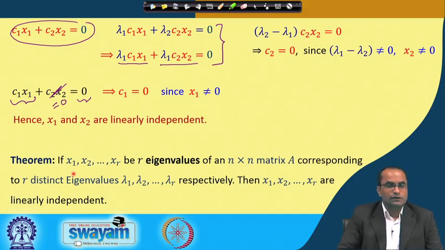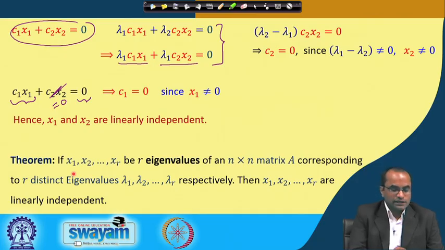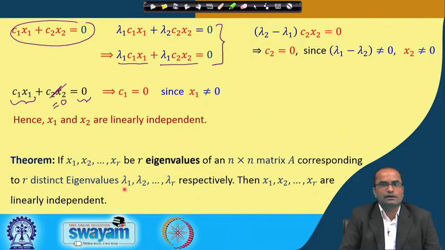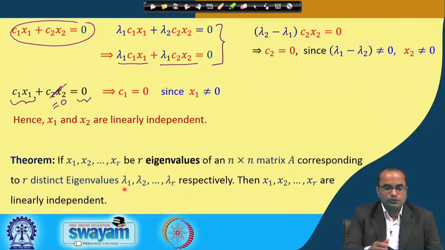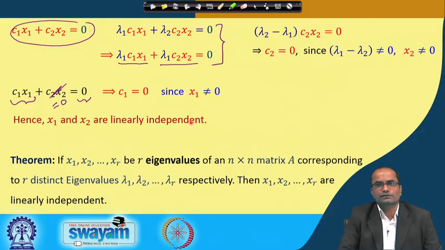For instance, here we have eigenvectors x1, x2, x3, ..., xr corresponding to our distinct eigenvalues. These are the eigenvectors corresponding to the eigenvalues lambda 1, lambda 2, ..., lambda r respectively, and in that case also we can use a similar trick to prove that these eigenvectors are linearly independent. So, we have this very nice result that corresponding to distinct eigenvalues the eigenvectors are linearly independent.